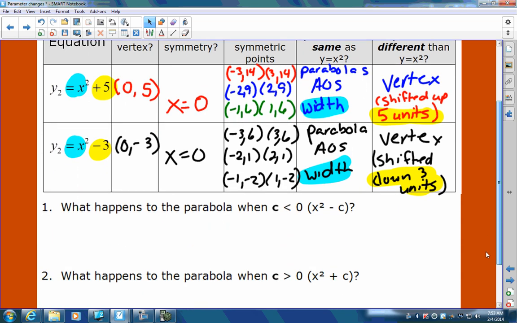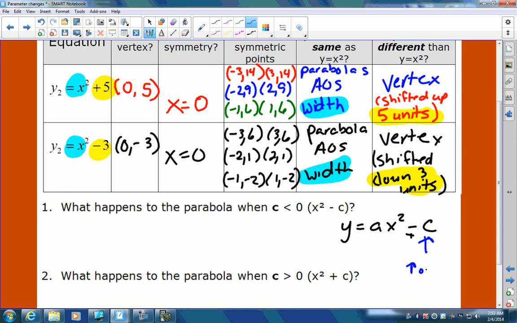All right, so if I go down here, it says, what happens to a parabola when c is less than 0? Okay, guys, the quadratic function, if you wrote it with a formula, is y equals ax squared minus c. This c right here, or plus or minus c, moves the parabola up or down. So if this last number is less than 0, that means you're going to have x squared minus some number. When it is less than 0, then it shifts the parabola down.